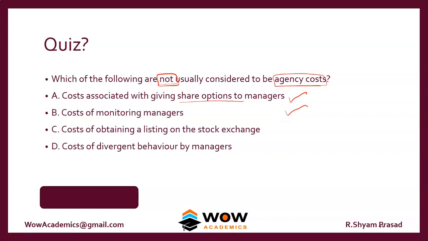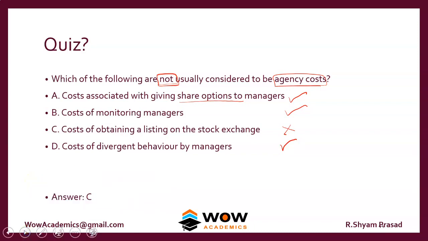C, the cost of obtaining a listing on the stock exchange. Listing on a stock exchange is not monitoring him or benefiting him. So that is not an agency cost. D, cost of divergent behavior by managers. If we don't give him benefits, he will cheat us. So that is a cheating cost. So A, B and D are related to agency cost. C is not an agency cost. Let's see the answer. The answer is C. Okay, so that's about this question.